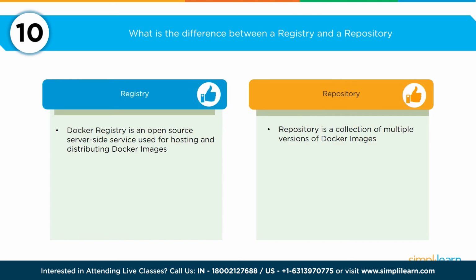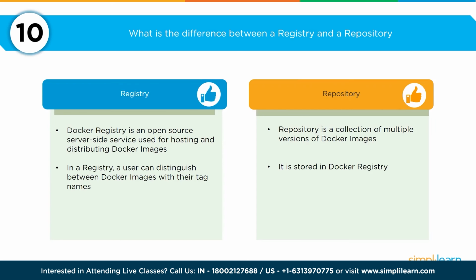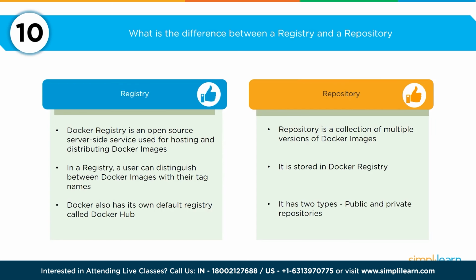So what is the difference between a registry and a repository? So let's go through that. The Docker registry is an open source server-side service used for hosting and distributing Docker images, whereas, in contrast, a repository is a collection of multiple versions of a Docker image. In a registry, a user can distinguish between Docker images with their tag names. And then finally, on the registry, Docker also has its own default registry called Docker Hub.